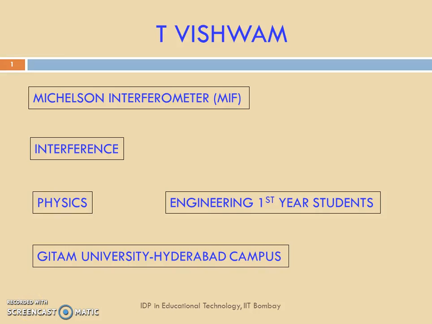Good morning, students. Today we are discussing the Michelson interferometer. In the last session, we discussed the Newton's rings experiment. In that experiment, we calculated the wavelength of sodium light or monochromatic light. At the same time, if you know the wavelength, we can calculate the radius of curvature of the given plano-convex lens.